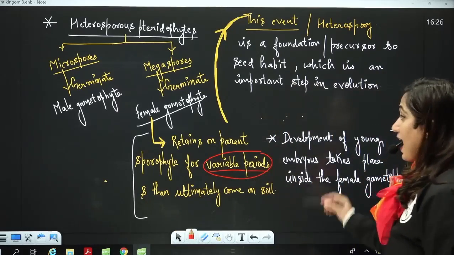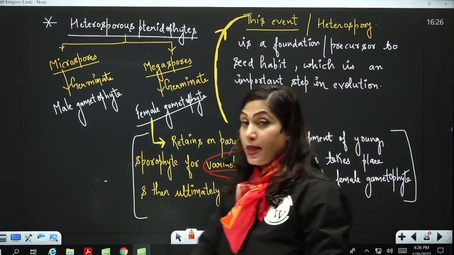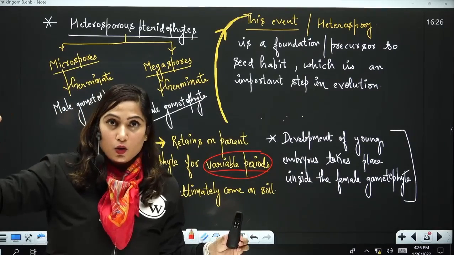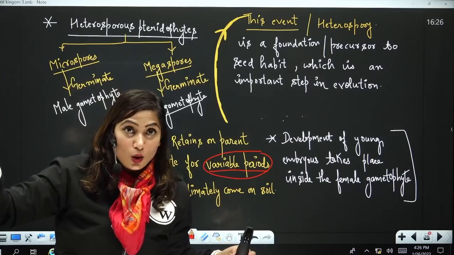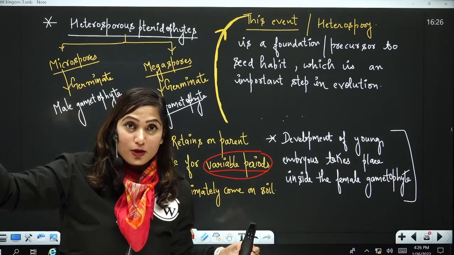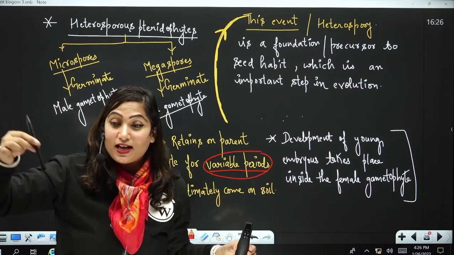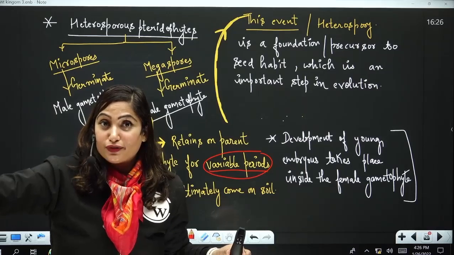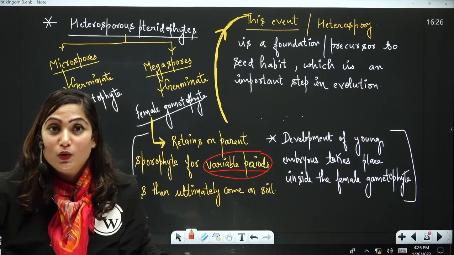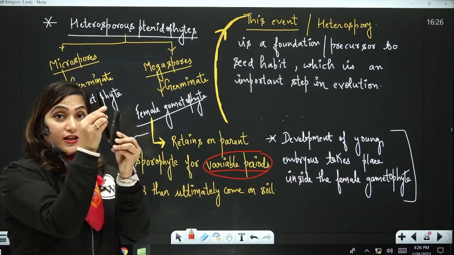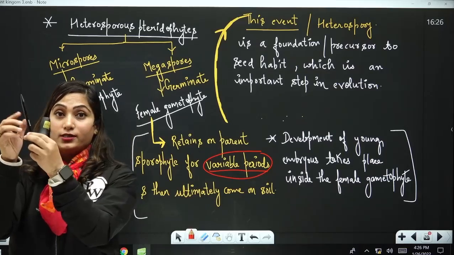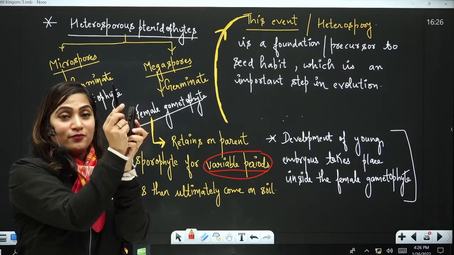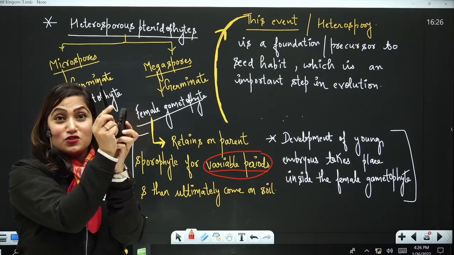Clear? And the development of young embryos: we know that on the female gametophyte, archegonium will be present. Inside the archegonium, zygote will be formed, and that zygote will develop into a young embryo. What we have read up till now is that this gametophyte is present on the soil, and the development of the zygote into a young embryo happens on the soil inside the archegonium. But here, the female gametophyte is retained on the sporophyte, and the development of zygote into young embryo happens when this gametophyte is there on the sporophyte. Right? This is something like gymnosperms and angiosperms.